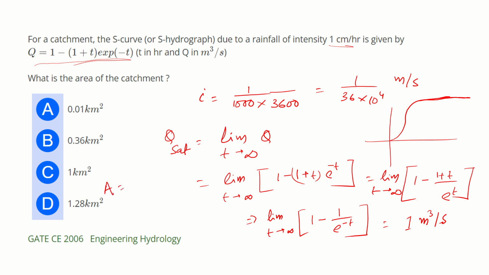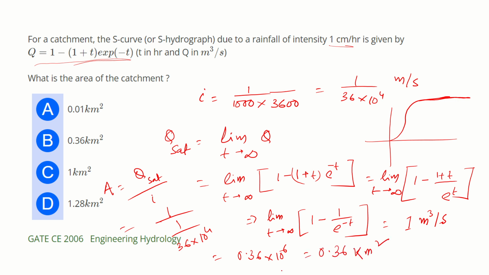Okay, so what will be the area? Area is nothing but saturated discharge Q saturated divided by rainfall intensity, right? So 1 meter cube per second divided by 1 by 36 into 10 to the power 4, or 0.36 into 10 to the power 6 meter square, which is equal to 0.36 kilometer square. Option B.